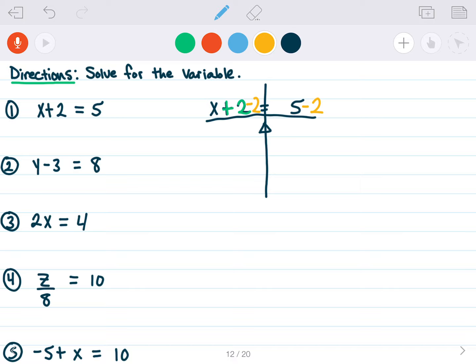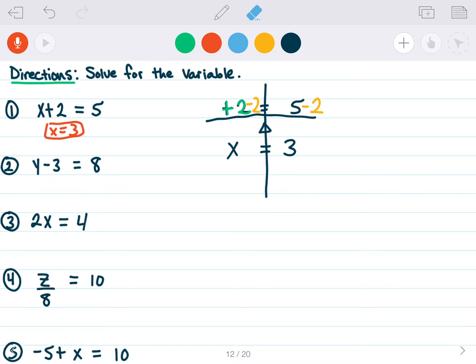Now, x plus 2 minus 2. The reason I did the minus 2 was so those would go to 0, right? Positive 2 and a minus 2 go to 0, and I'm just left with x plus 0, which I don't have to write. I can just write x. x is equal to 5 minus 2, which is 3. Okay, so my answer here is 3, and we can see that by inspection and plugging that in to get a true equation. So here, x is equal to 3.